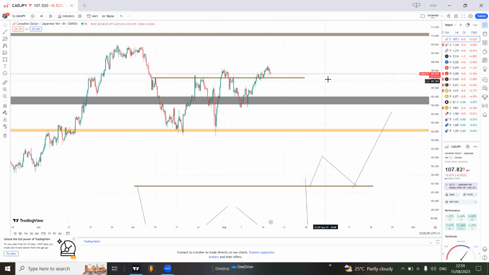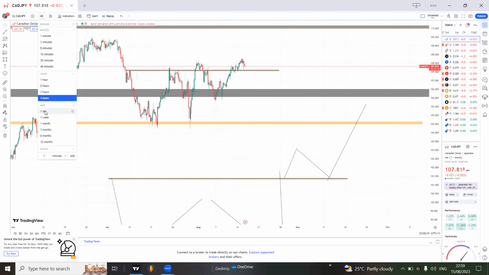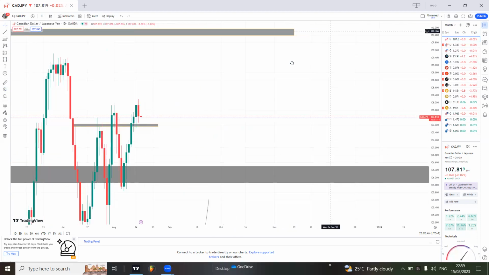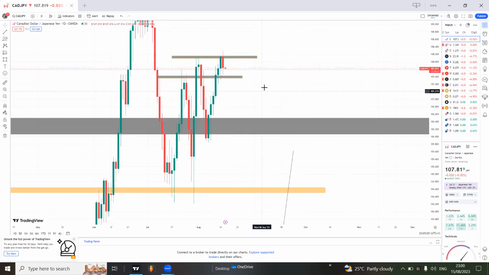So now look at what they are doing again. They came here, came back again, and also formed a double bottom here. But I was not interested in anything around there again. What I was waiting for was CADJPY. I'm sorry, guys. I have to take this resistance, this zone. Let me clone this. So this is a resistance now, and I'm waiting for a breakout of this.